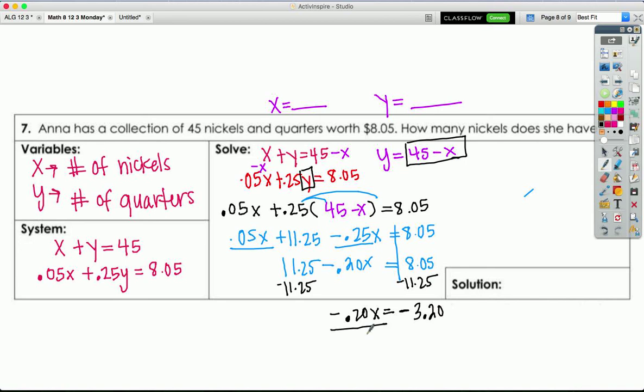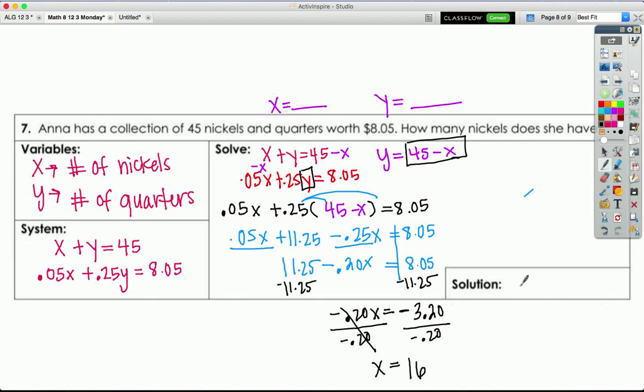And so if I divide both sides by negative 0.20, or negative 0.2, what's the value of x? Should be a whole number. Because it was a negative divided by a negative, it should be positive. So we just found out there are 16 nickels. That is actually the answer to the question. If they wanted to know how many of each, we would have to plug it back in to find y, the number of quarters. But this time we hit it the first time.